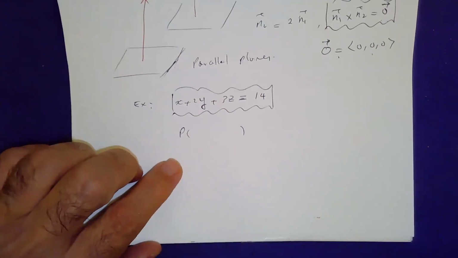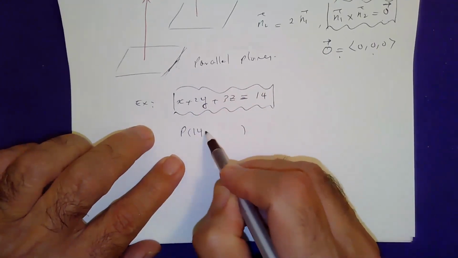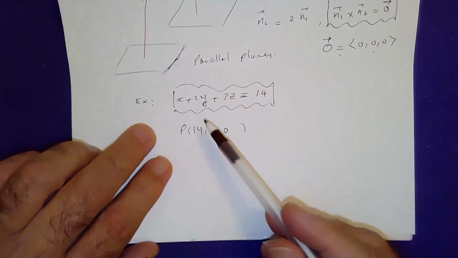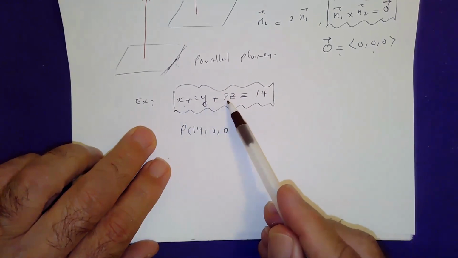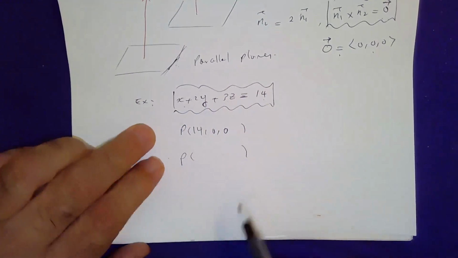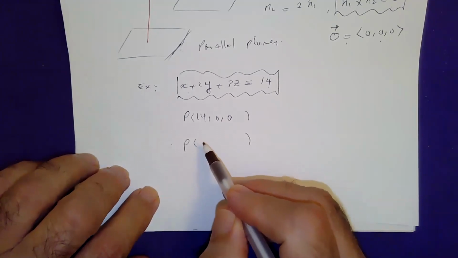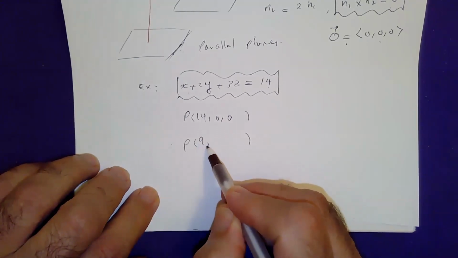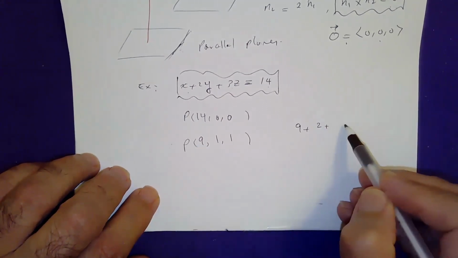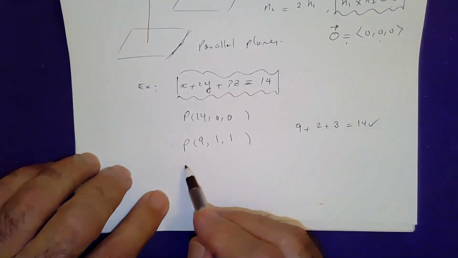Okay, what would be 14, 0, 0? 14, 0, 0. Excellent. Very good. How did she come up with that? 14 plus 0 plus 0 is 14. But that's one. Okay, give me one more just for laughs and giggles. Just one more. 9, 1, 1. So that would be 9 plus 2 plus 3, 14. Excellent.